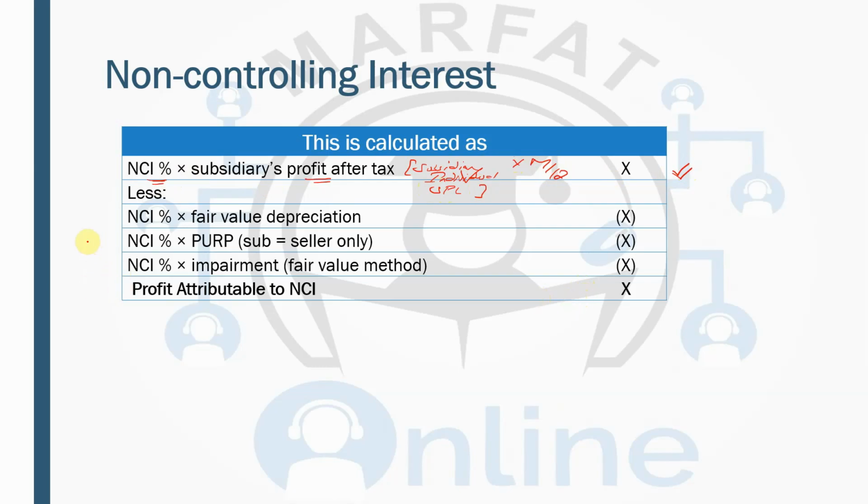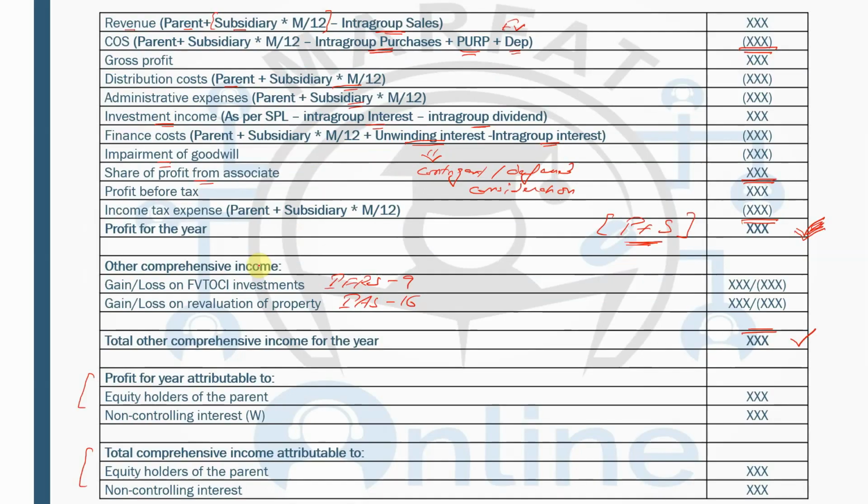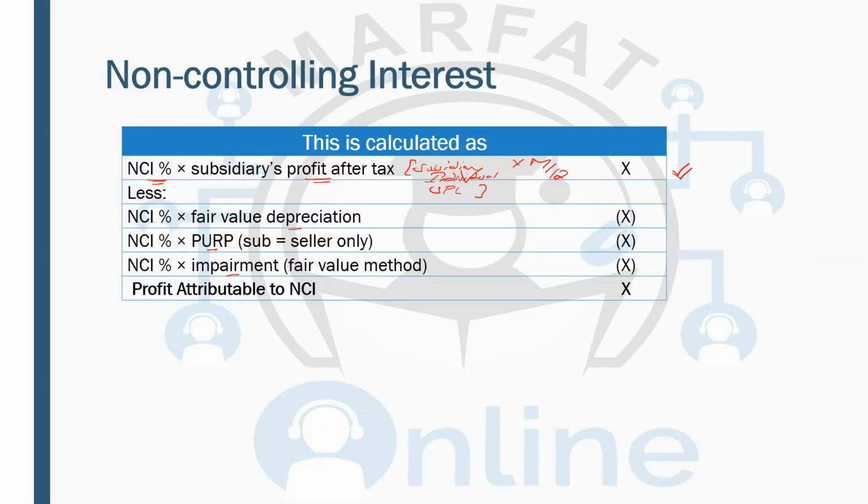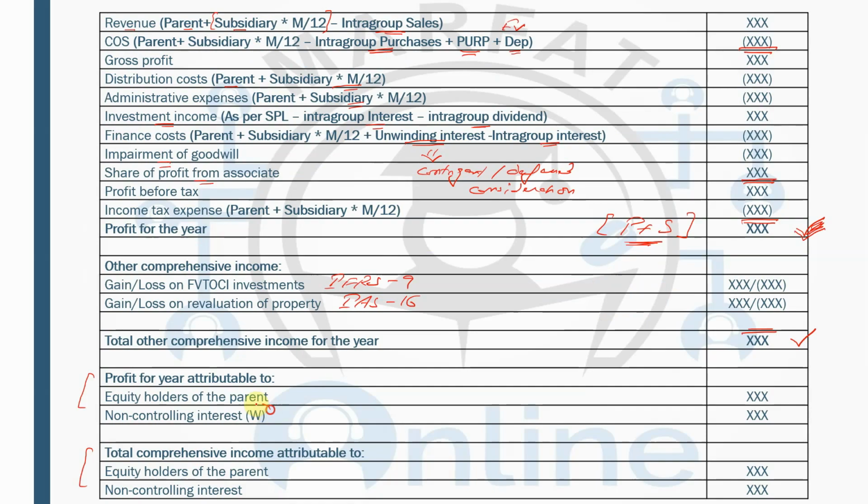Now, if you are thinking that we have already incorporated the depreciation, the unrealized profit and the impairment in the consolidated statement of profit or loss, you are right. But we are taking the subsidiary's profit from the individual financial statement, and these are not adjusted. So you have to adjust three things: the fair value depreciation, unrealized profit if the subsidiary is the seller, and impairment. And you multiply it by the NCI percentage. The net figure you will get is the profit attributable to the non-controlling interest. So you will take this figure over here, and that NCI figure will be presented.